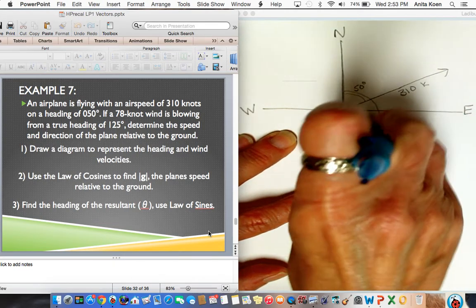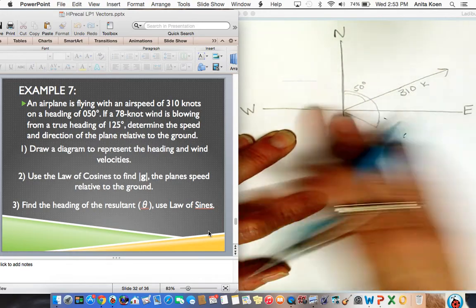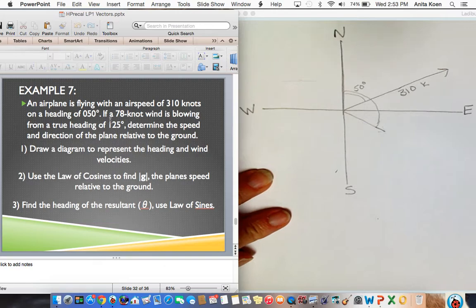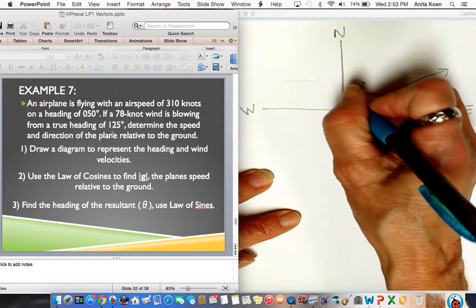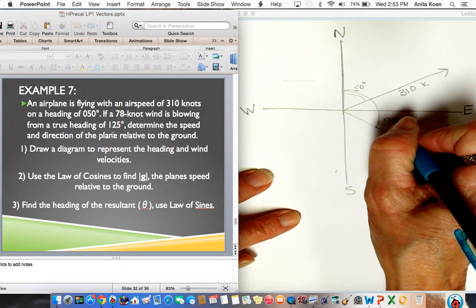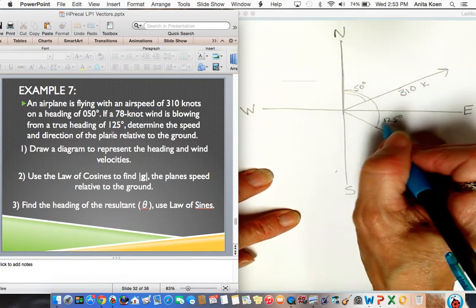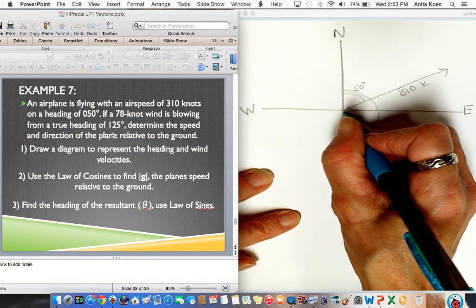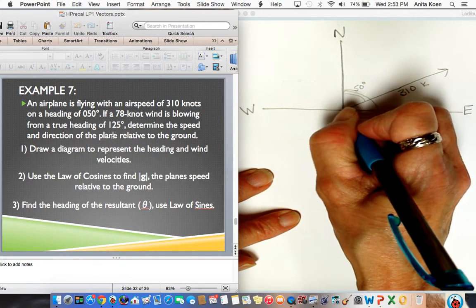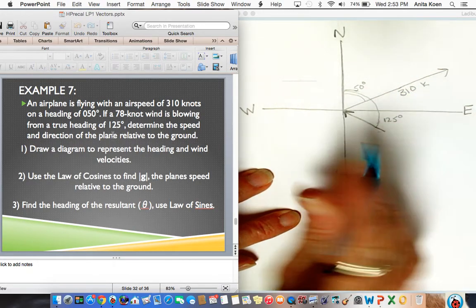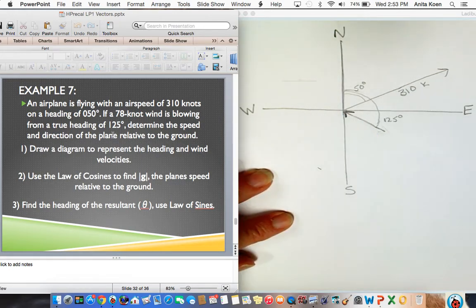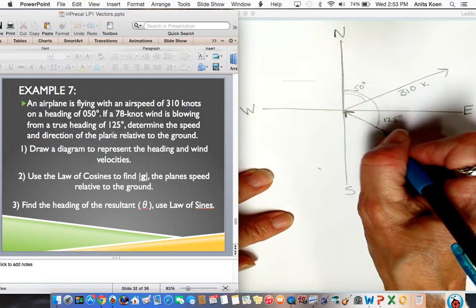Oops, wrong way. Let me go ahead and say this since I made that mistake. The directions here say the wind is blowing from a true heading of 125. Here's 125 degrees right here. That's a true heading. If the wind is blowing from 125, that means it's blowing in this direction right here. So the vector is going in this direction. If it was blowing to 125 degrees, it would be blowing this way. But this one is blowing from 125.